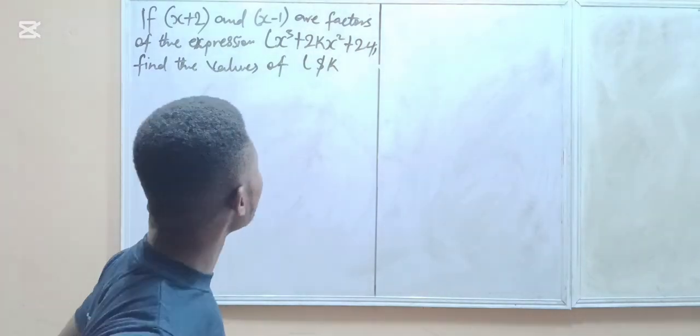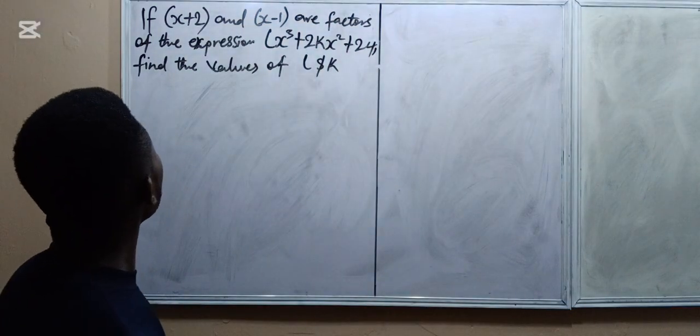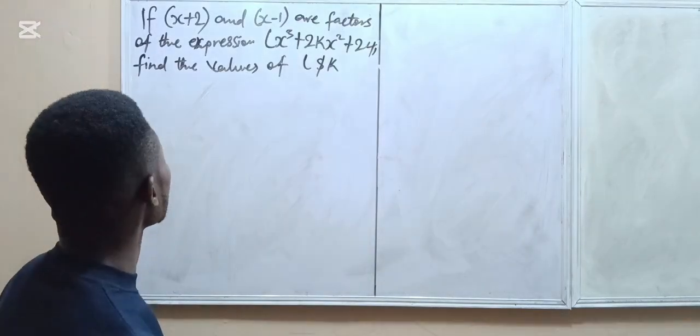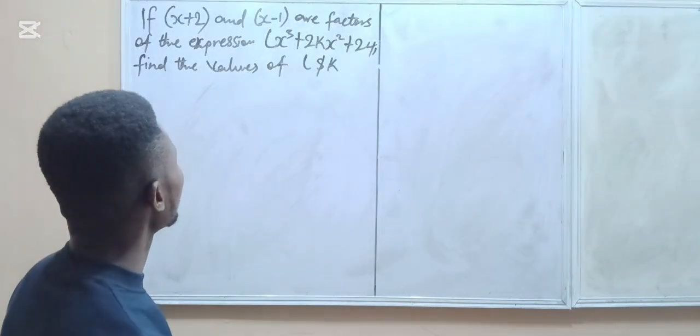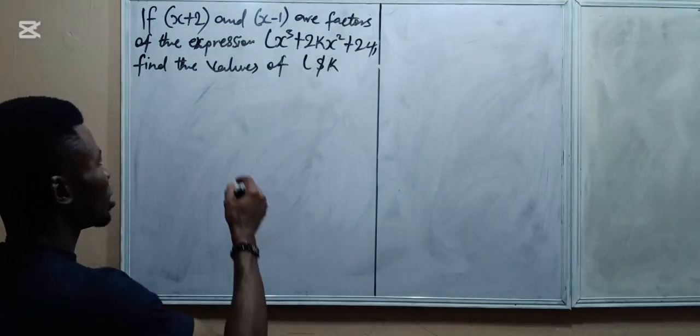Now we have this one to deal with. It says if x plus 2 and x minus 1 are factors of the expression Lx cubed plus 2kx squared plus 24, find the values of L and K.